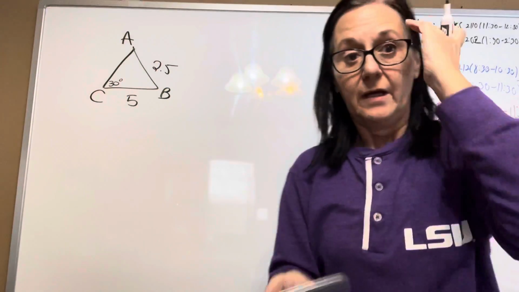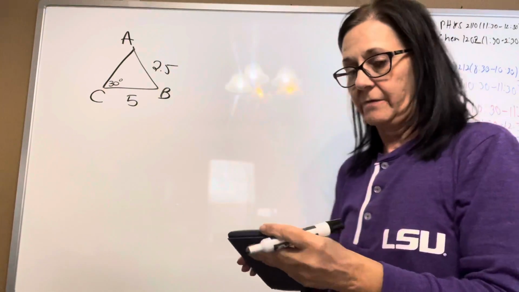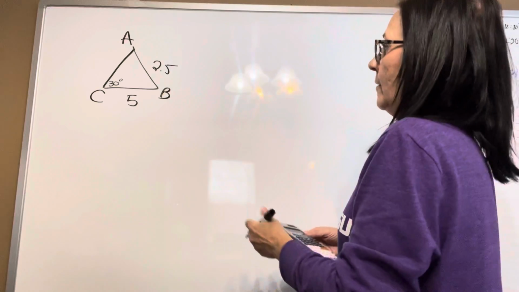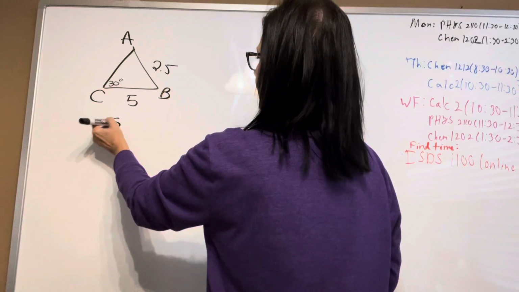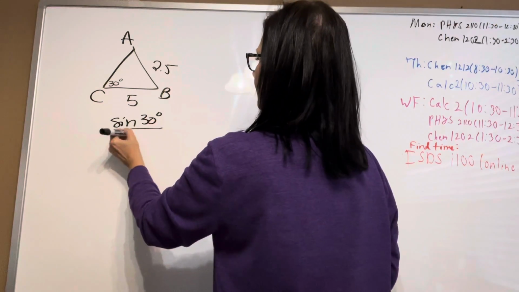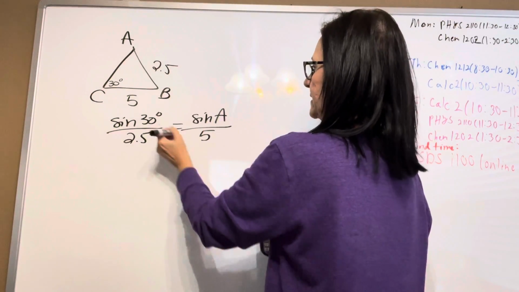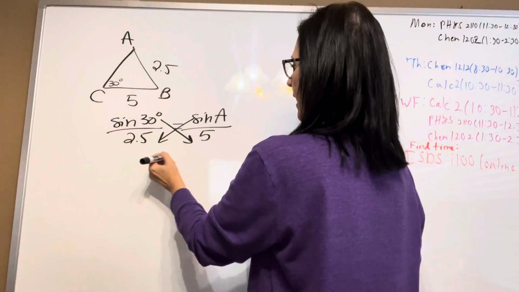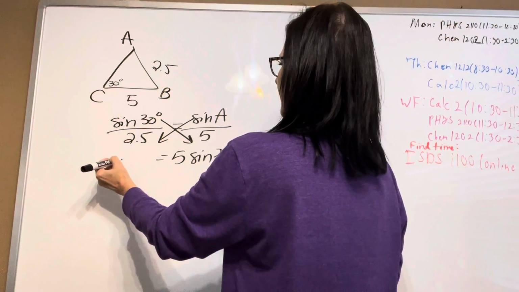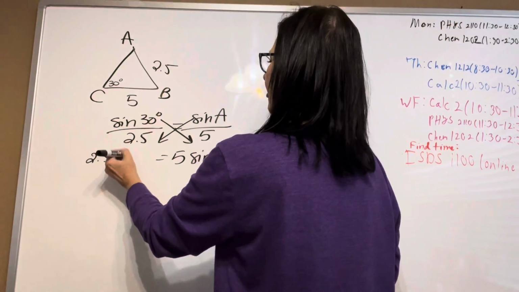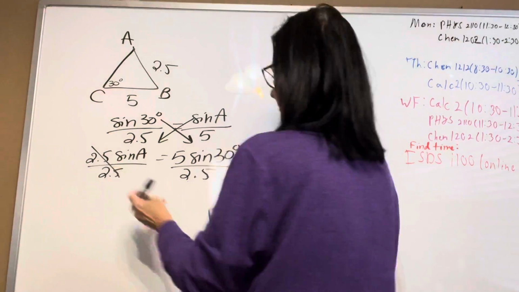All right, because I have angle side side, that's the ambiguous case. But I always use the opposite side, so it's the sine of 30 degrees over its side equals the sine of A over its side. I'm going to cross multiply: 5 times the sine of 30 degrees equals 2.5 times the sine of A, dividing by 2.5 on both sides.